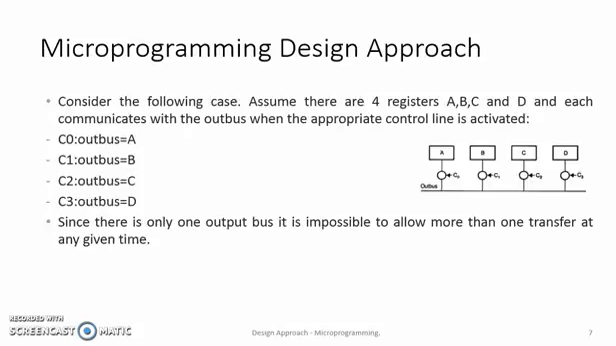Now let us learn about the microprogramming design approach. Consider a simple example. We have four registers A, B, C and D which are connected to a single out bus, and the contents of each of these registers are transferred to the out bus when corresponding control signals C0, C1, C2, C3 are enabled. Since there is a single out bus and four different registers, we cannot have simultaneous activation of these control signals in order to transfer the contents of the registers to the out bus.